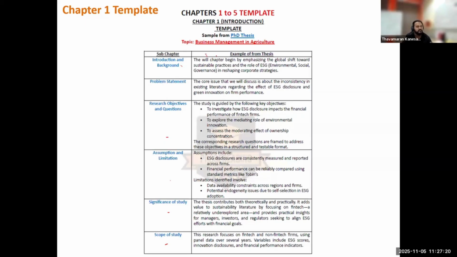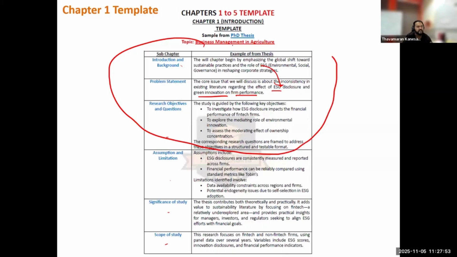Okay, so how you build, for example, the topic is on business management, agriculture. This is also a minor correction thesis, graduated this year. All right. So it's a very new template. The topic is on environmental social governance, corporate strategies. From there, you can see from introduction, background, you can see the funnel going down. We further look into ESG disclosure, green innovation, firm performance, problem statement. Then we design the RO and RQ.